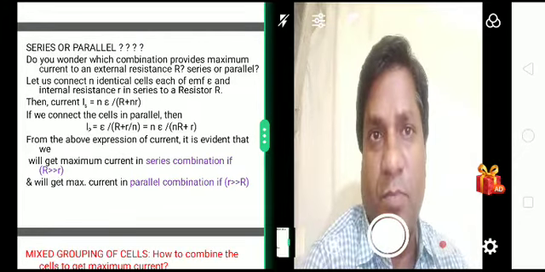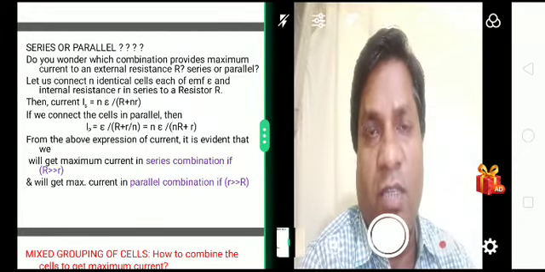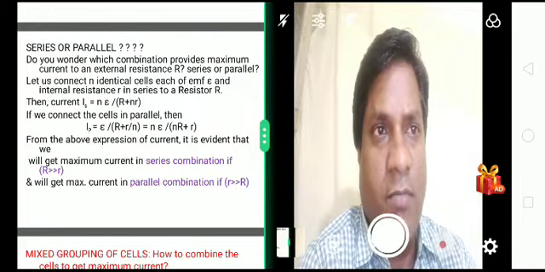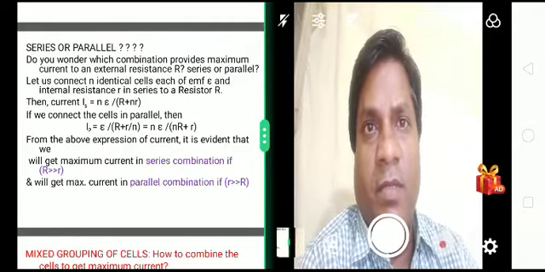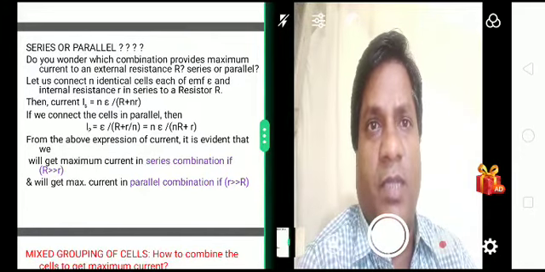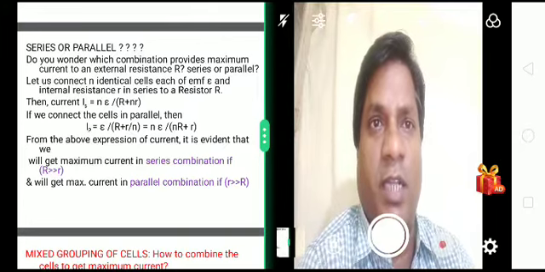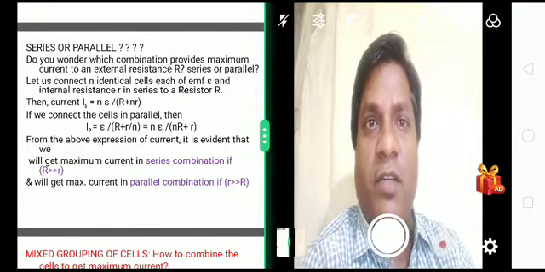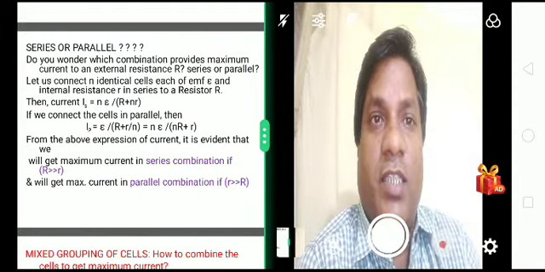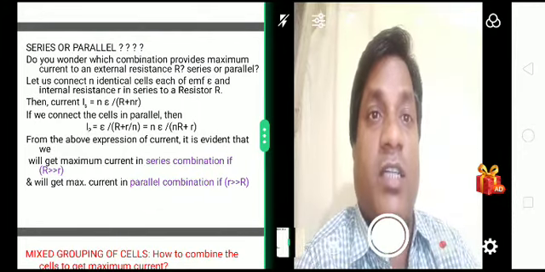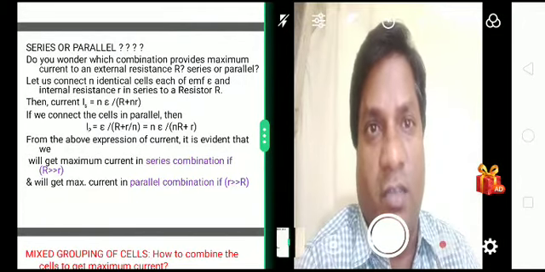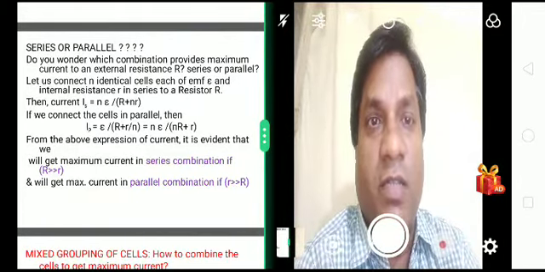So see, what is the difference between the equation for current in series and current in parallel? They both have the same numerator, but the denominator is different. In series, the denominator is R plus n times r, and in parallel, the denominator is nR plus r. So if the external resistance is high, then n times the external resistance will be too high. So we cannot afford such a high value of denominator. It will decrease the current. So parallel combination cannot be used.